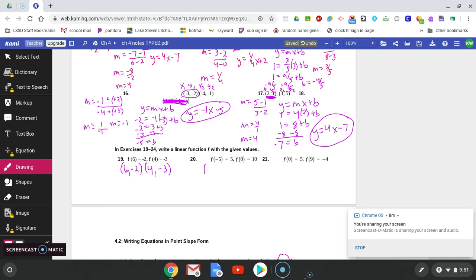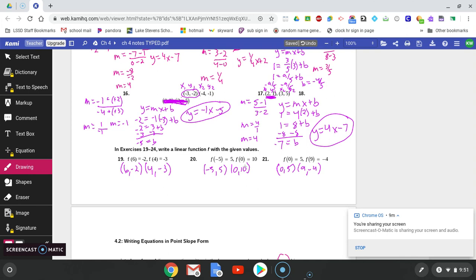Okay, so we'd get -5, 5, and we'd get 0, 10. Try writing the coordinate points for number 21. Okay, so we'd get 0, 5, and we get 9, -4. So again, once you have them written as coordinate points, it's exactly the same as before.